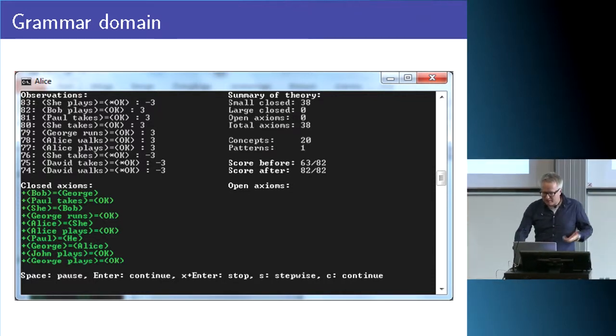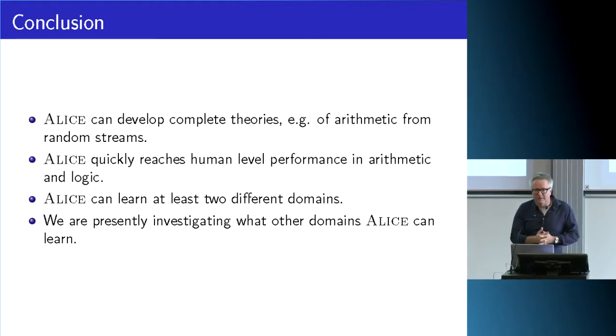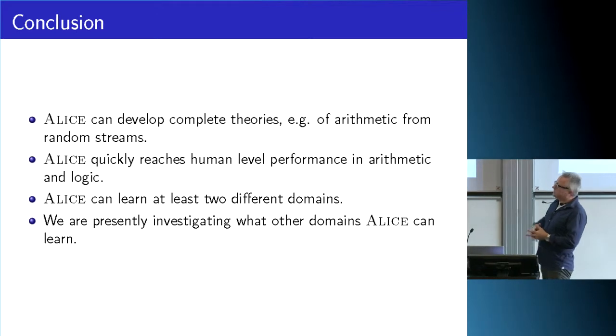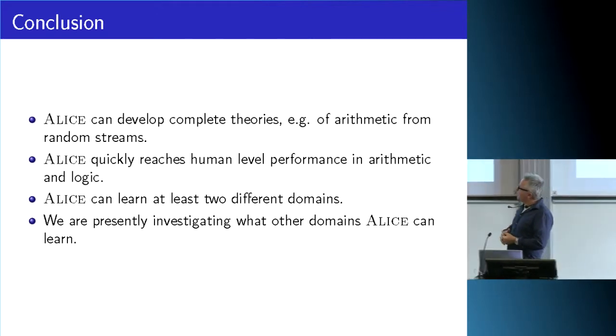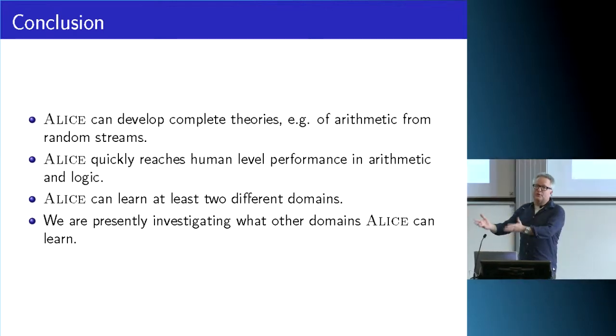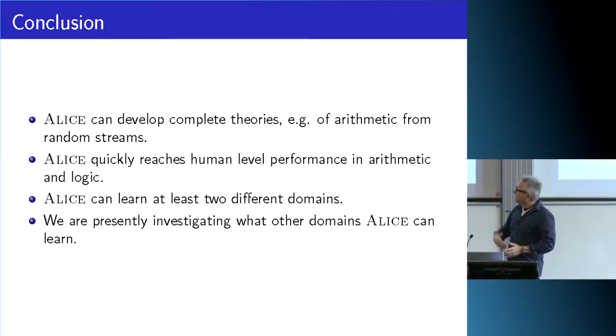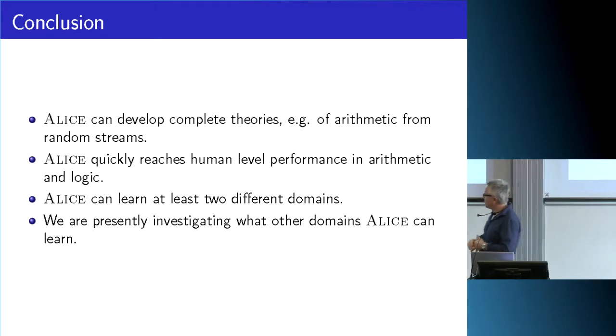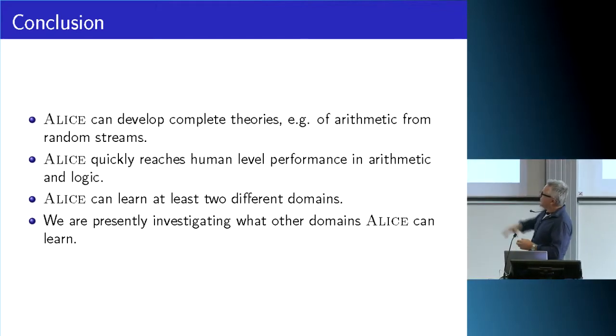Okay, so that's just an indication of how the program works. And then, finally, this is a little conclusion. So this program, Alice, can develop complete theories that are able to prove all true things about the environment, in the case when the environment is arithmetic, for example, and also some propositional logic and other domains. And it also reaches human level quickly from these examples in the cases that we looked into, logic and arithmetic.